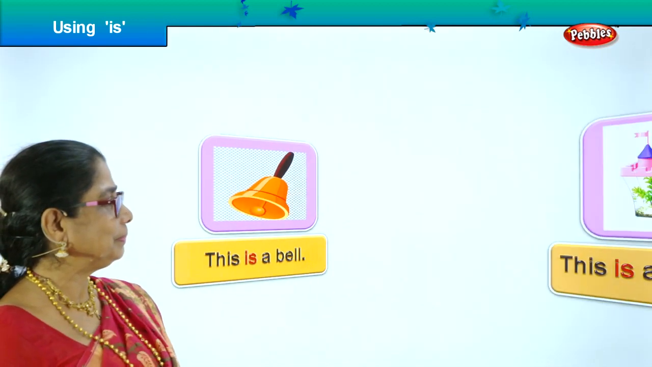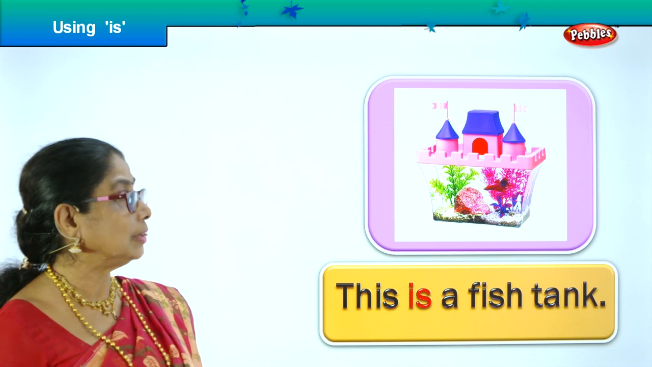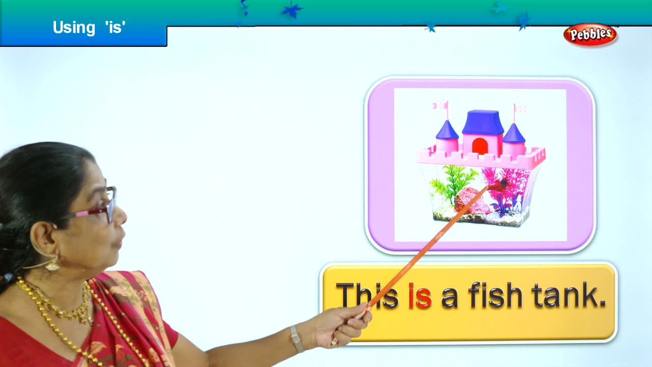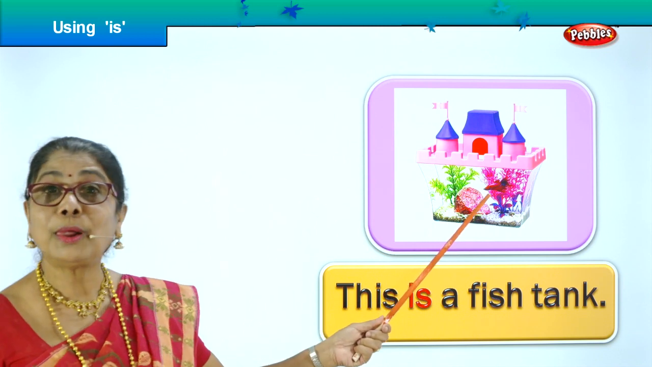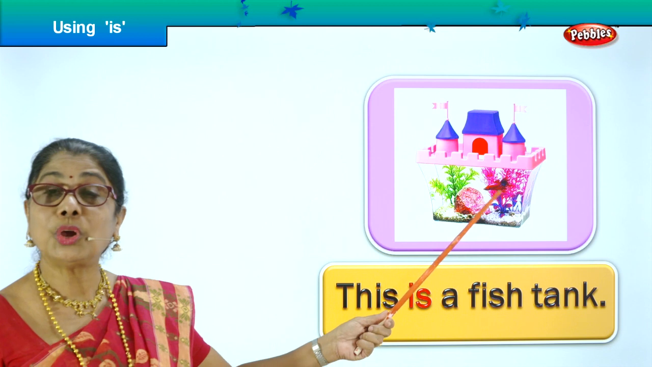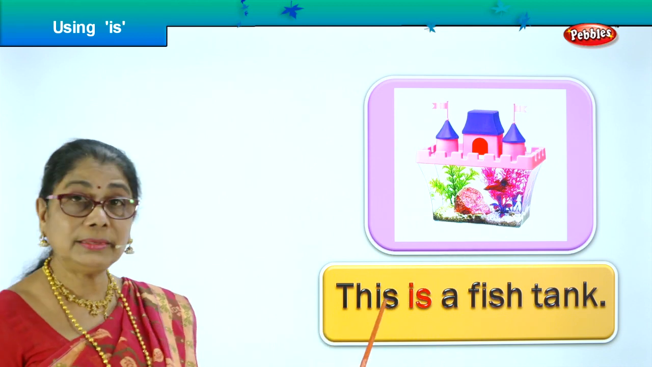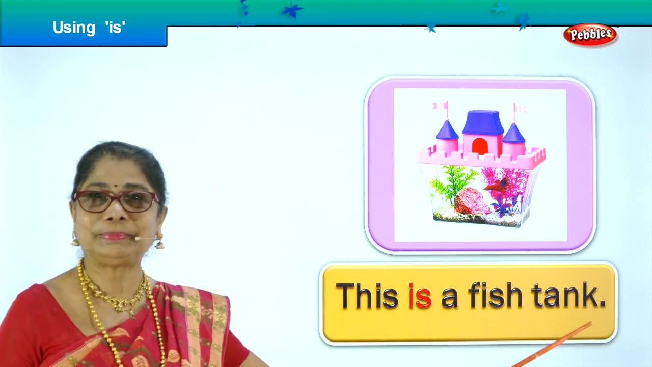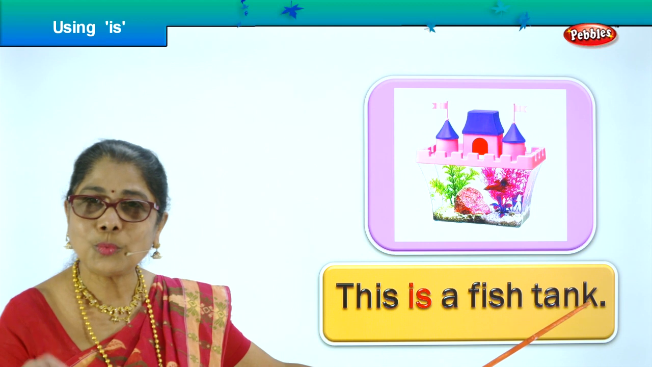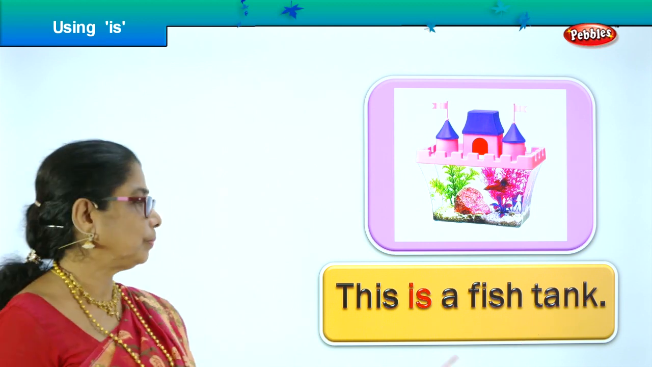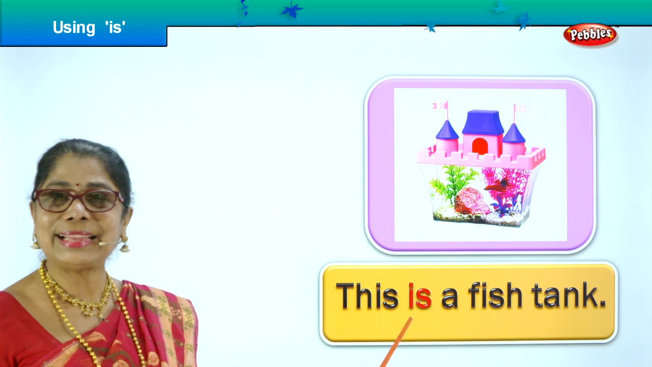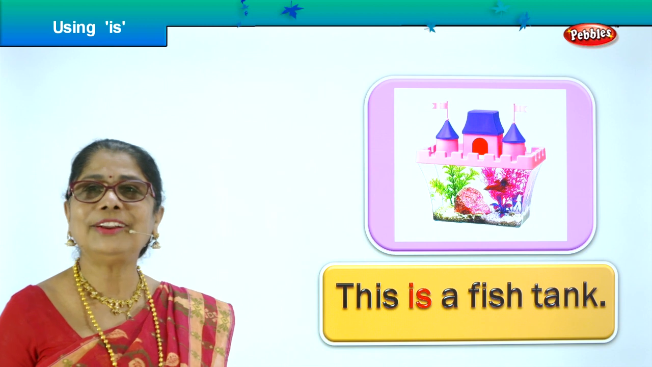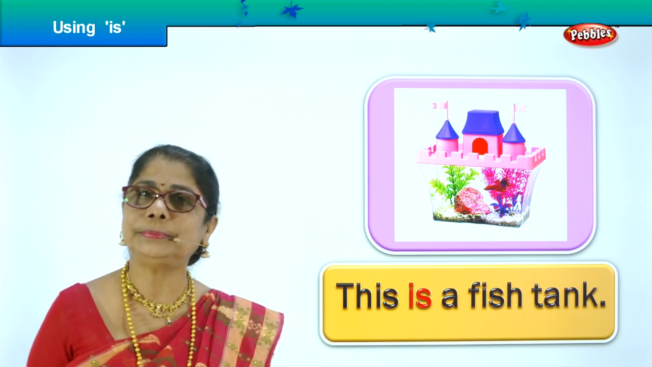Good. Let's look here. Look at the lovely picture of a fish tank. Beautiful fish tank, and you'll find tiny fishes all swimming all about. What is this? This is a fish tank. What do you put in the fish tank? Water, weeds, and fish. Read with is in the sentence. This is a fish tank. Good. Let's go to a new picture now.